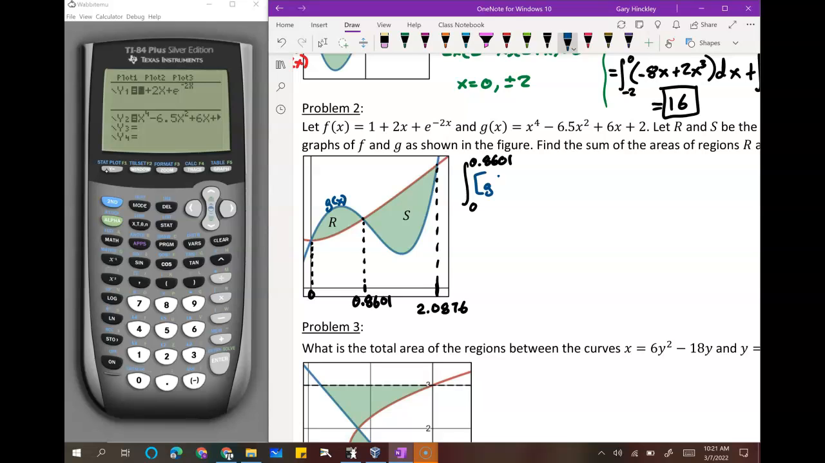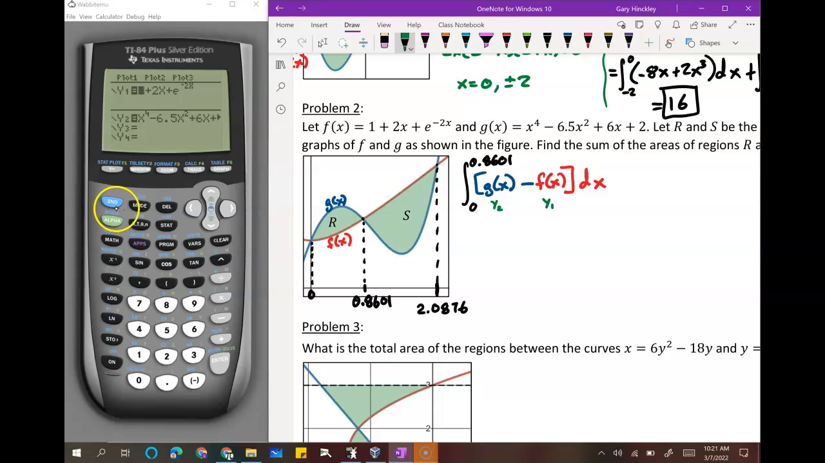So I know I'm going to be doing g minus, and then what's my bottom function? F of x in this one. So I can do g minus f. Or in terms of our calculator, my g is y2, and my f is y1.